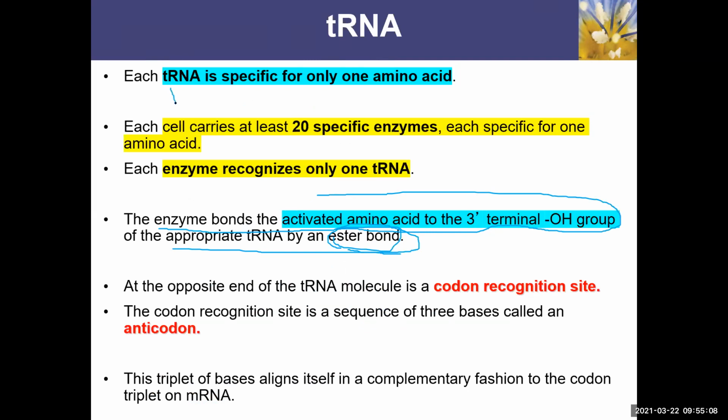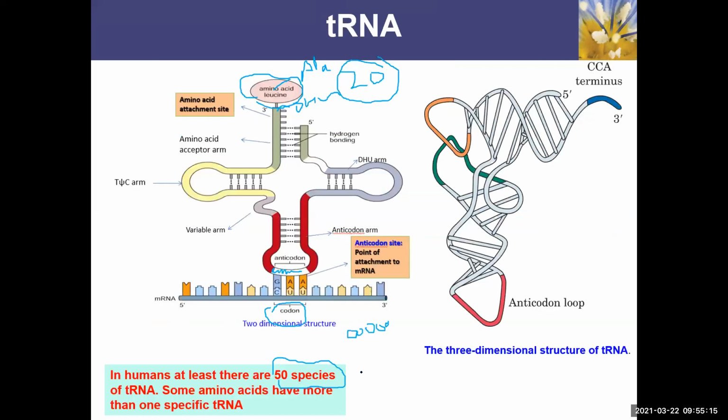And remember, each tRNA is specific for only one amino acid. As I told you, we have 20 amino acids. For 20 amino acids, we definitely have 20 tRNAs and 20 enzymes also. I'll tell you in a while. But then we don't have only 20 tRNAs. We have more than 20, we might have 45 to 50 tRNAs. That means for one amino acid, we have more than one tRNA. But that tRNA is specific for that alanine or leucine, whatever amino acid it is.